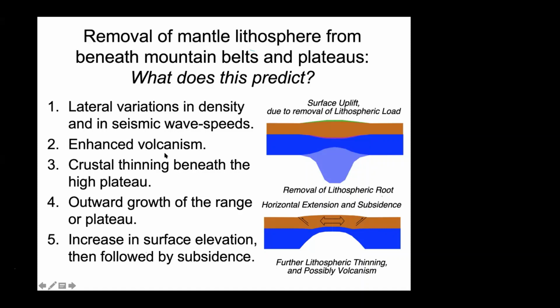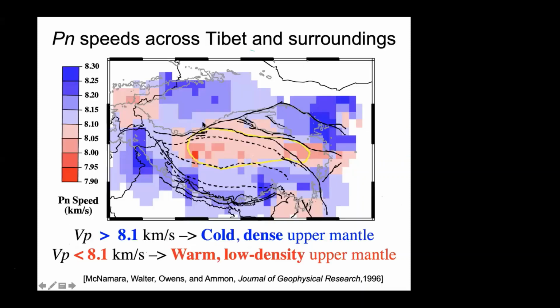So I'm now going to go through a fraction of the data that bear on this to give you arguments that show that all of what we know passes these tests. Just because it passes a test doesn't make it right, but it passes the tests. So this is a map of Pn speeds across Tibet and its surroundings. Pn is the P wave that travels at the base of the crust in the uppermost mantle. And a simple rule of thumb, if the speed is greater than 8.1 kilometers per second, you have cold, dense upper mantle.